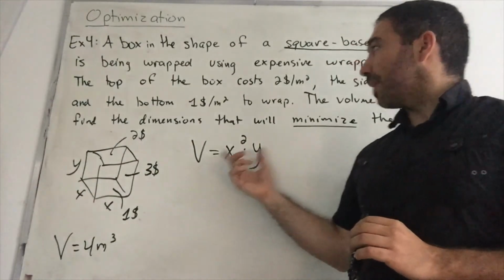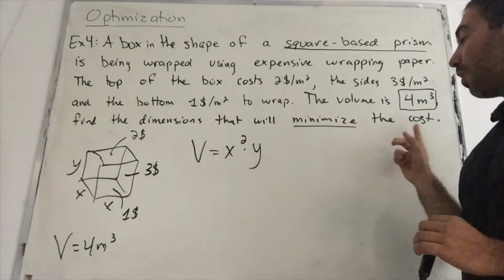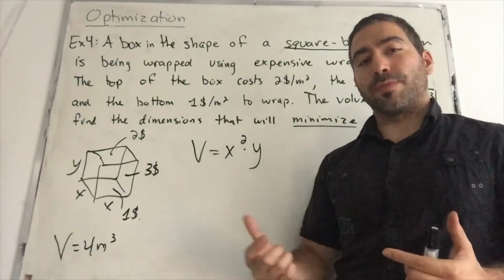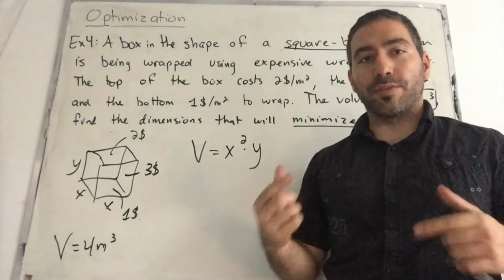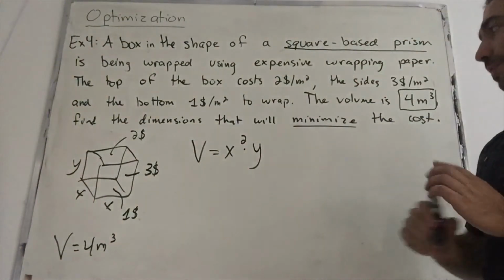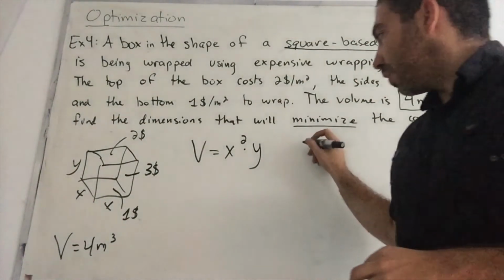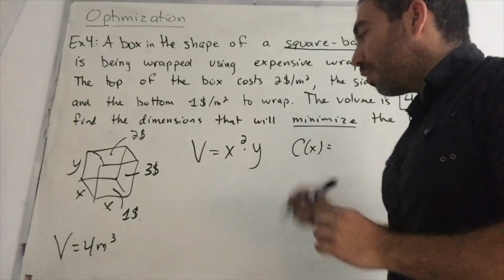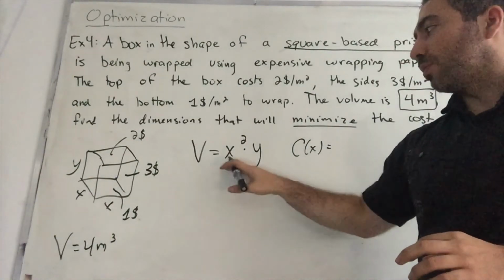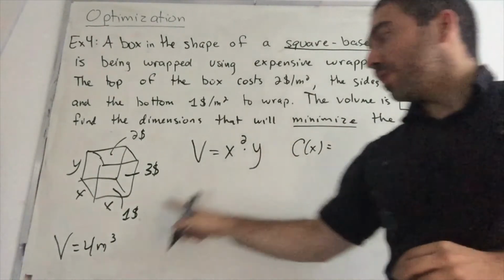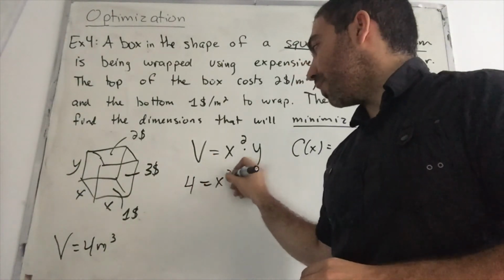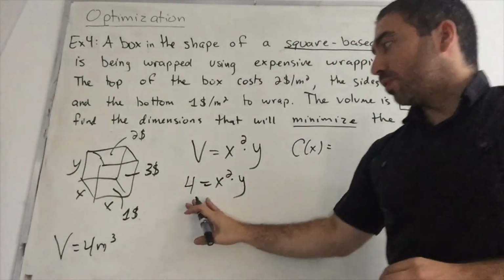What's important here is the fact that they're asking us to minimize the cost. So the function which we're optimizing is a cost function. We have to create a cost function because that's what we have to take the derivative of. You're not taking the derivative of the volume, okay? So we have to find the cost function of x. So how would you figure out the cost to wrap this box? We know the volume is equal to x squared times y. We know that the volume is 4, so they actually gave us an equation, 4 equals x squared times y. We'll keep that on the side.